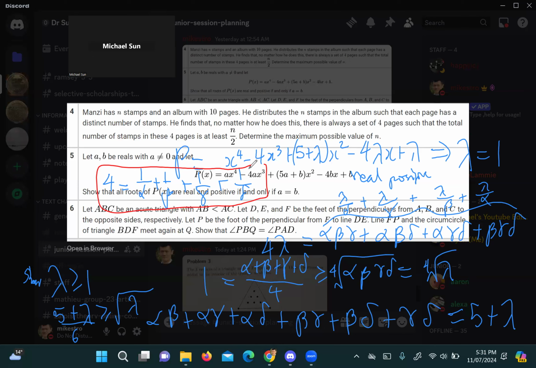Wait. Do we actually have that? I think so. Oh yes, that should do it. Because it's literally 1 over lambda, right? Yeah. Then we have 1 over lambda. It's less than or equal to 1. Yeah. Then we're done.